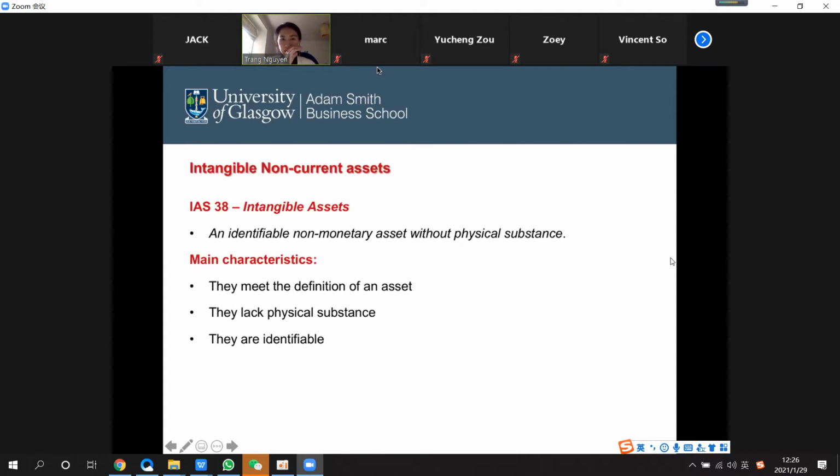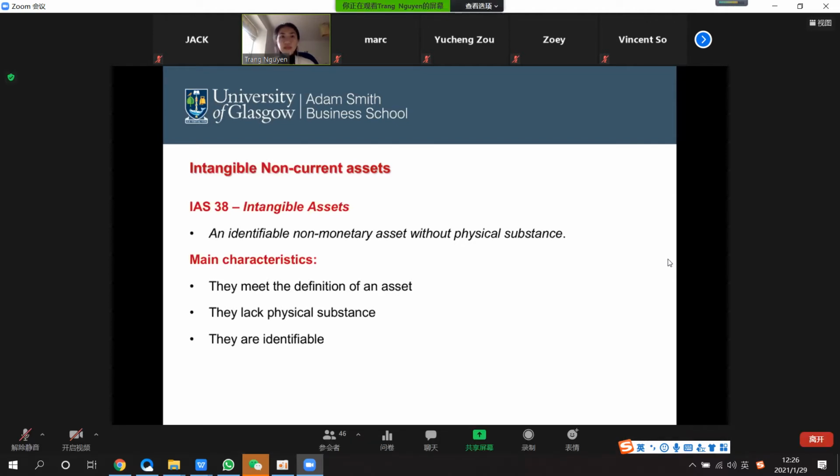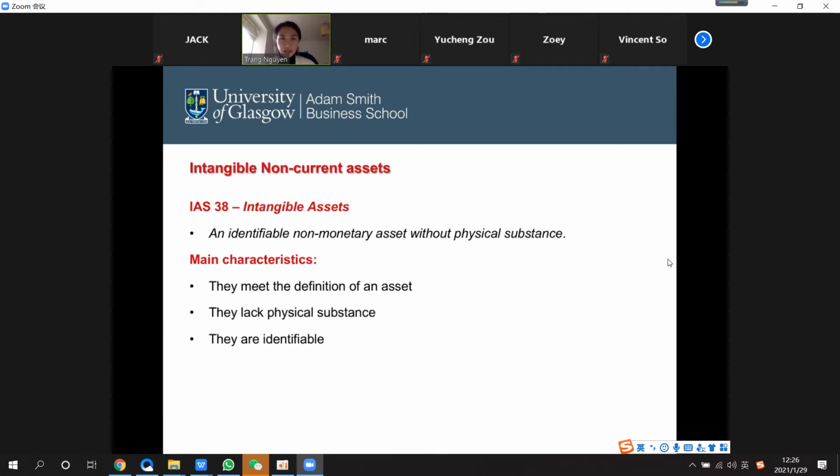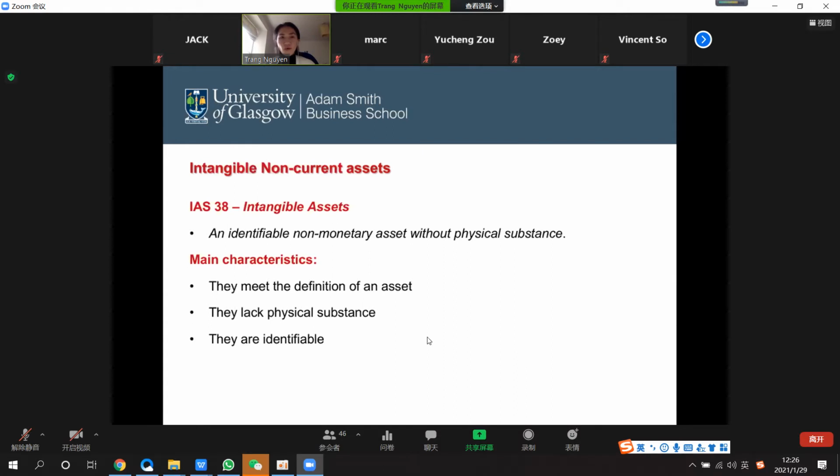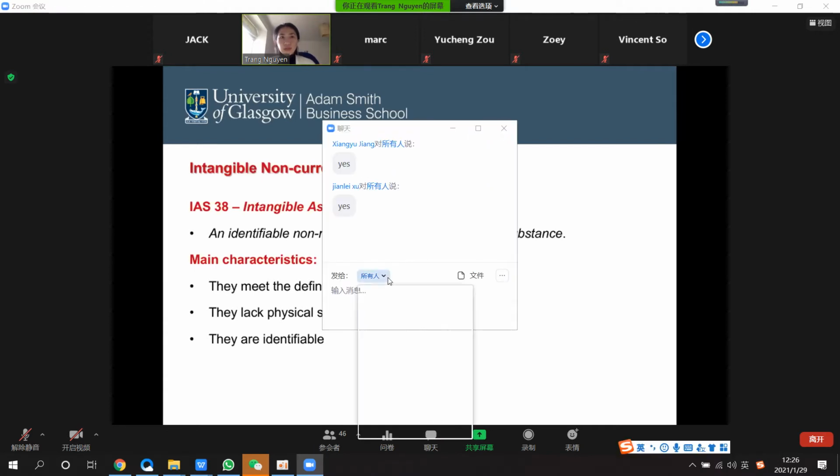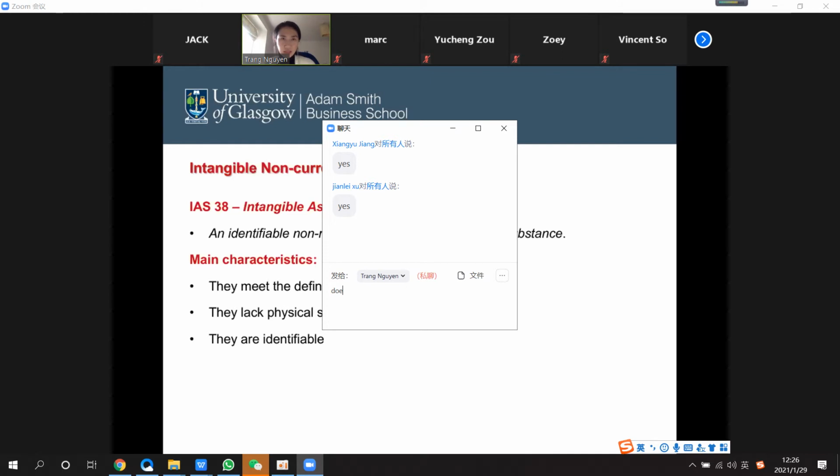Intangible assets are identifiable non-monetary assets without physical substance. That is the definition. So there are three characteristics we need to know in intangible assets. It must be an asset, but with no physical substance, so we can't touch it, but it needs to be identifiable. Identifiable means that we can identify it. So what does it mean here?